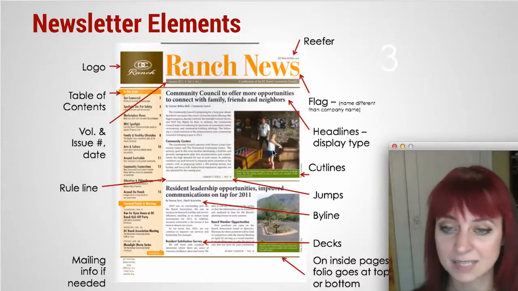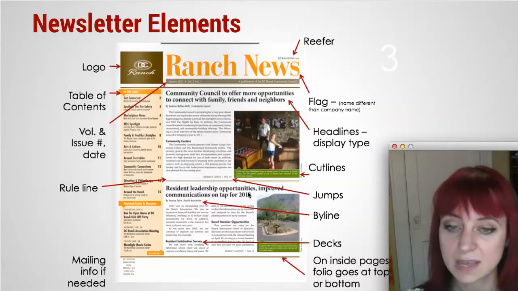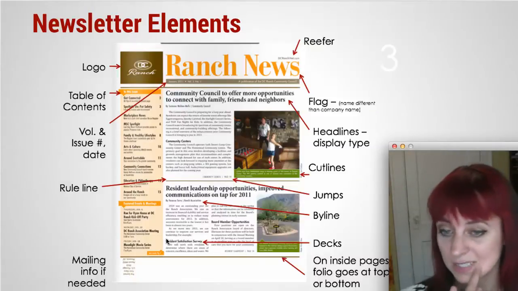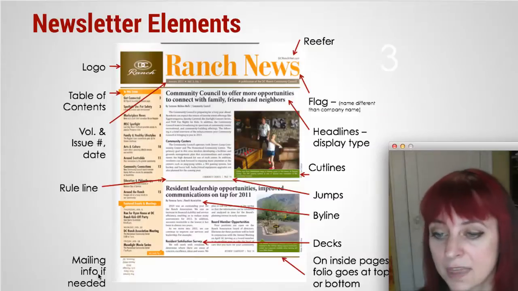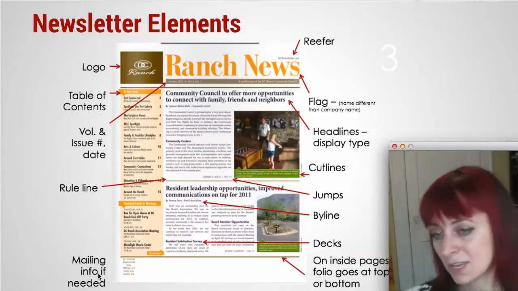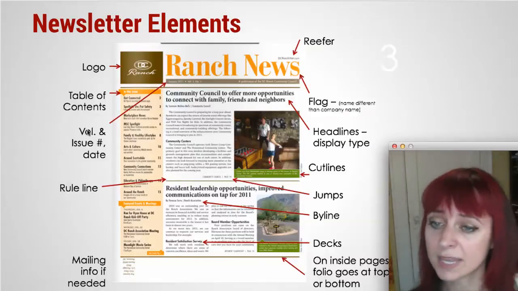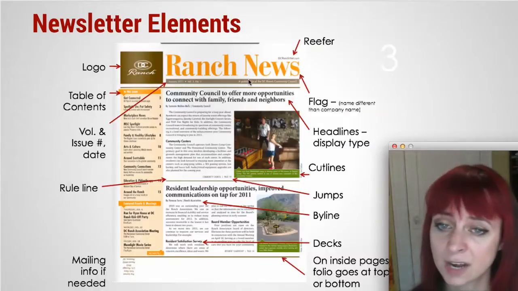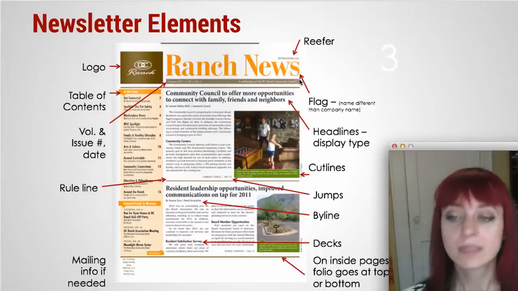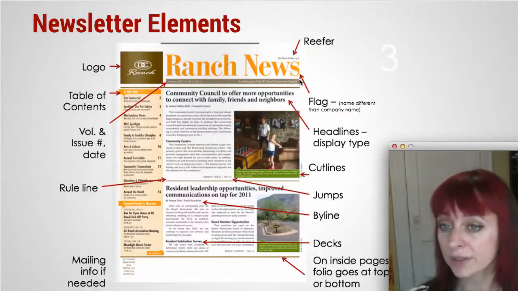You've got cut lines under the photo. Here's a jump. Continue reading on page 14. There's a byline right there. Here is a deck. It's a little subhead they've put in the article. They put mailing info on this. You may or may not need mailing info. There's a rule line. There's the volume and issue number and date right up here under the flag, which is very typical. The volume, issue number, and date should go near the flag.